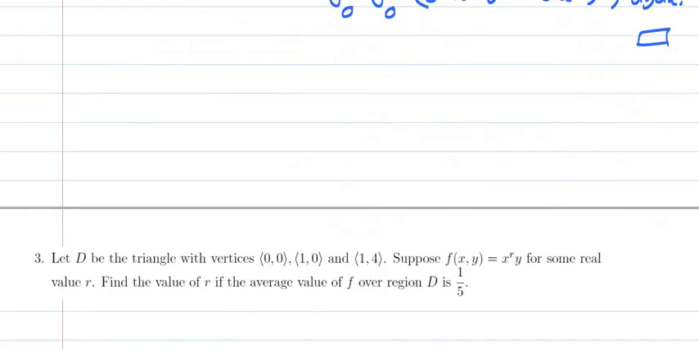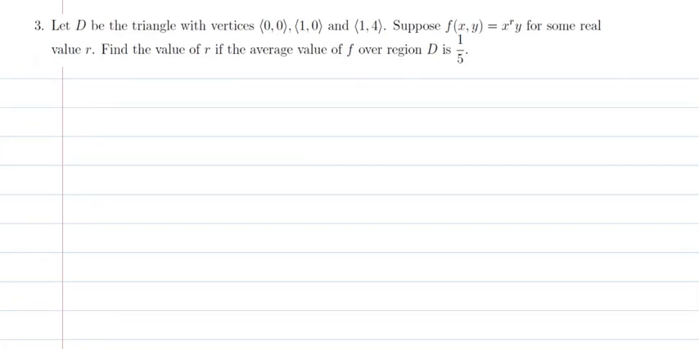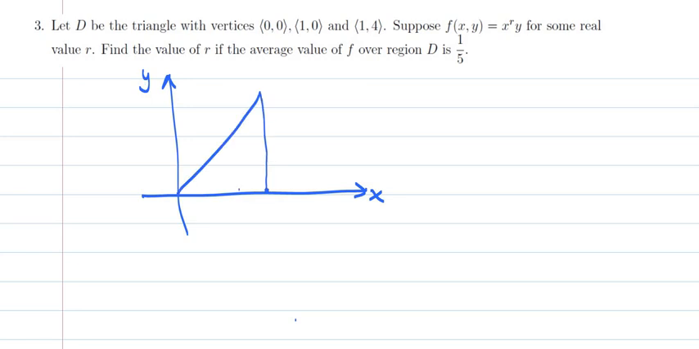All right, let's move on to question 3. Question 3 is a nice question. We have a region which is a triangle, so let's draw this triangle. You have to know over which region you want to do your double integral. So we have region D. One vertex is at the origin. The other vertex is at the point (1, 0). And then you also have the vertex at the point (1, 4). And here you have your triangle.